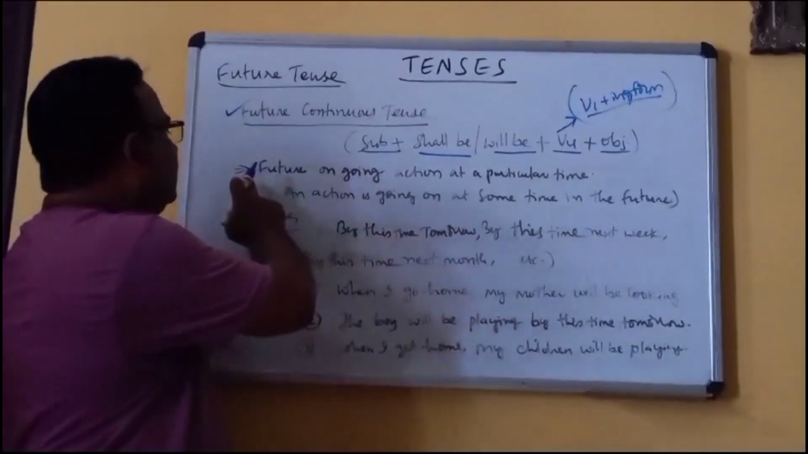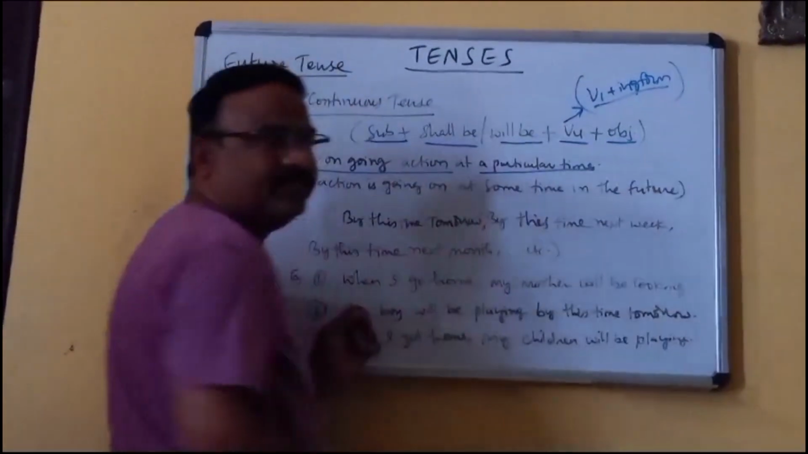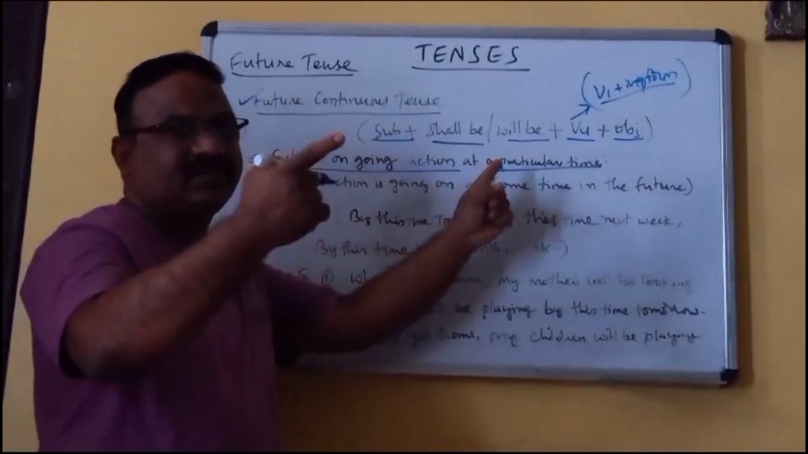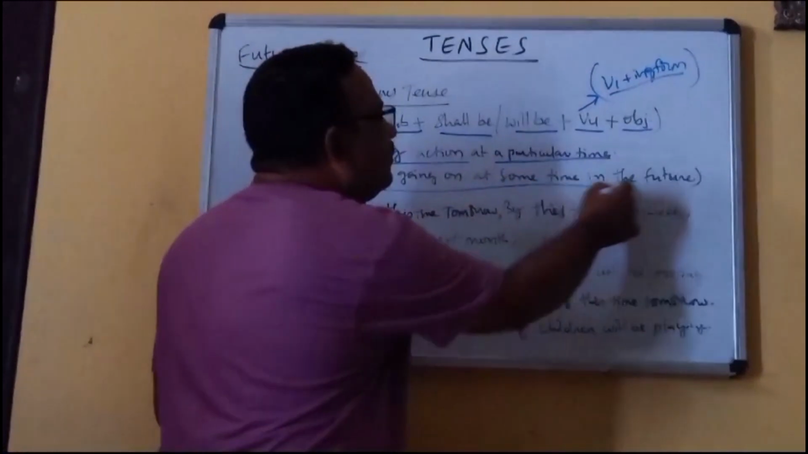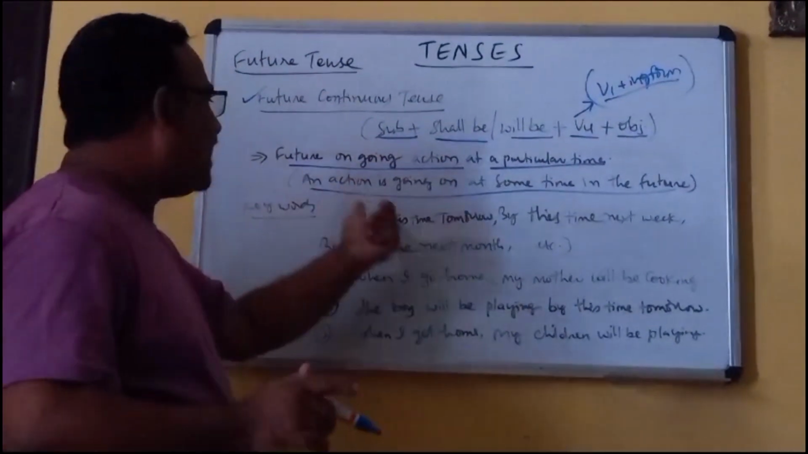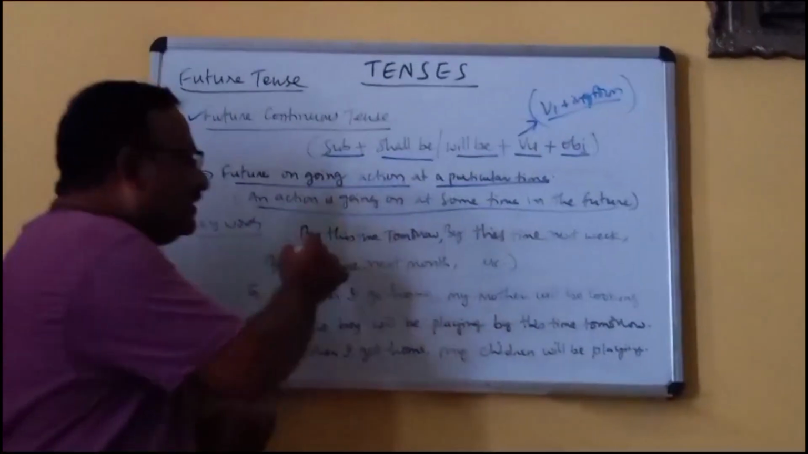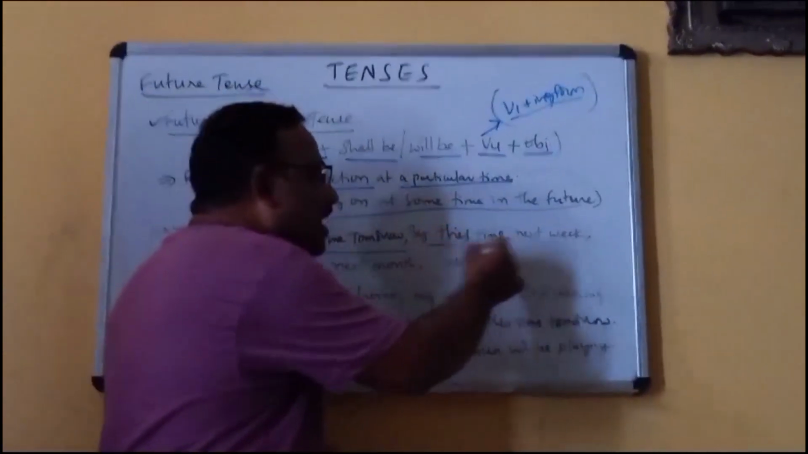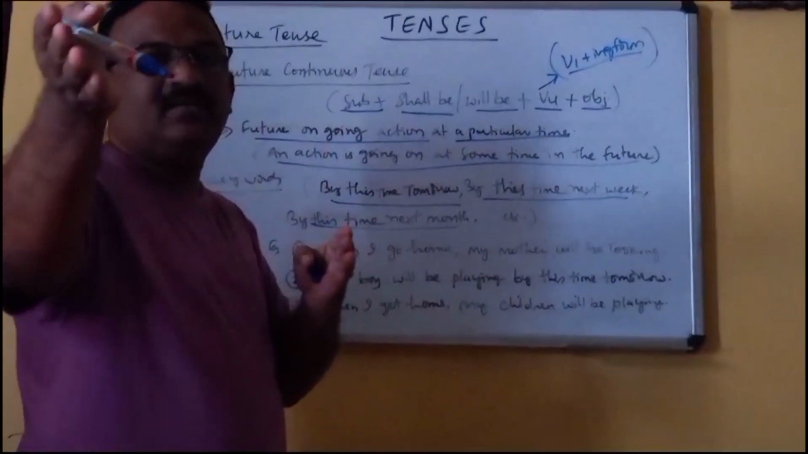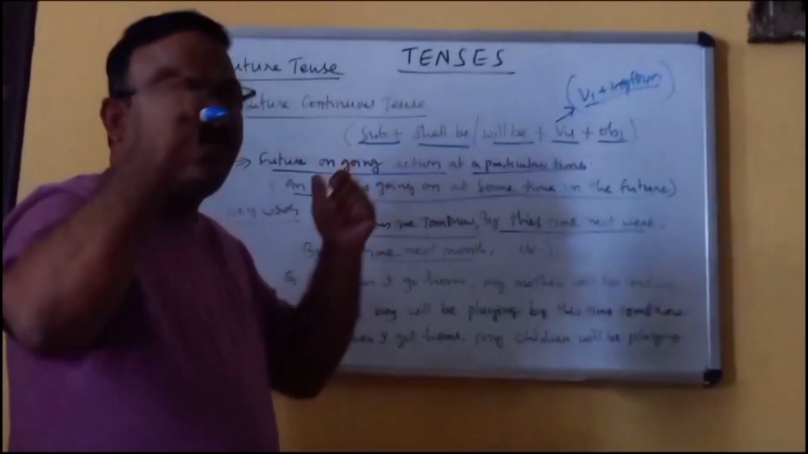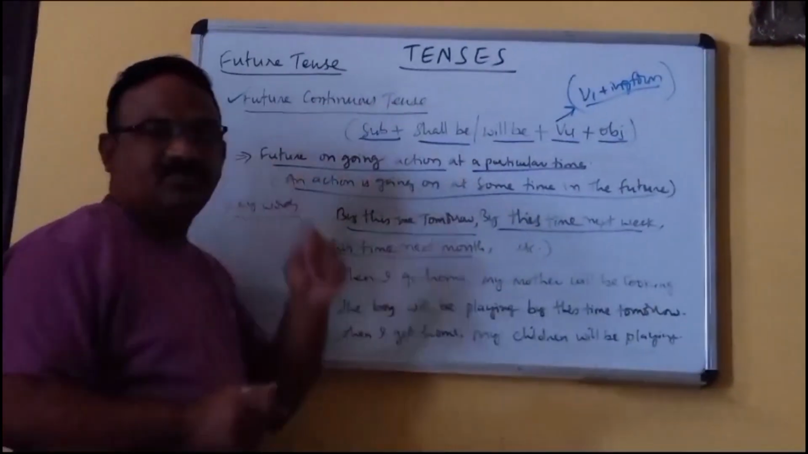Now see the condition: future ongoing action at a particular time. An action is going on at some time in the future. Let us see some keywords: by this time tomorrow, by this time next week, by this time next month, by this time next year, like that. If you find these adverbs, you have to use future continuous tense.